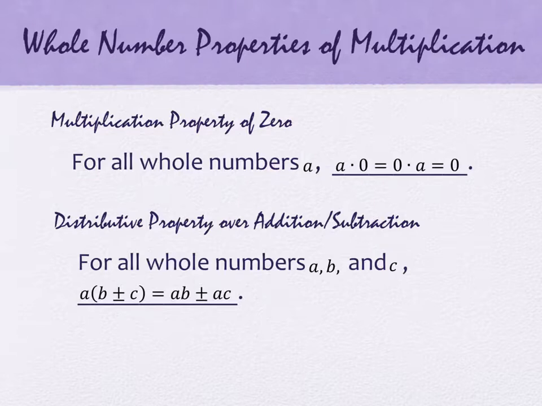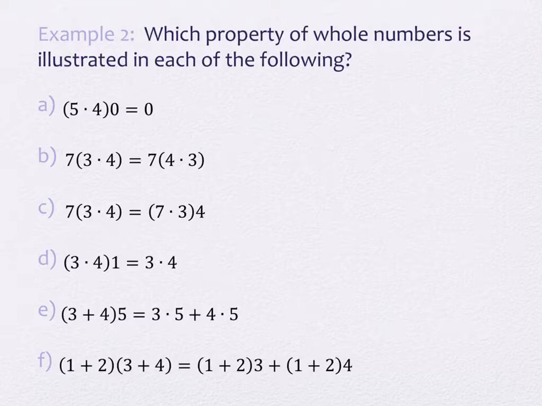So the first one's called the multiplication property of 0. It says that when we multiply by 0, again, in either order, a times 0 or 0 times a, we get 0. And then the distributive property involves both multiplication and addition, or multiplication and subtraction. What you might remember is this idea of drawing arrows across for distributing the a through. So a times the sum b plus c is ab plus ac, or you can do the difference.